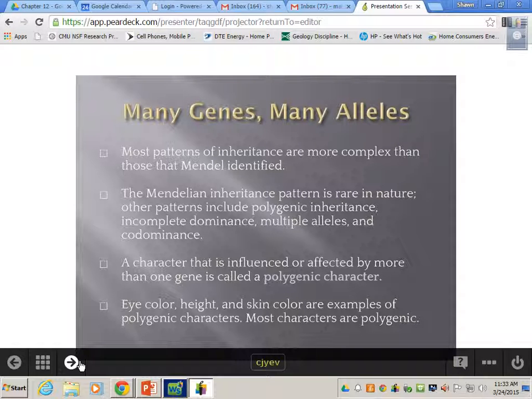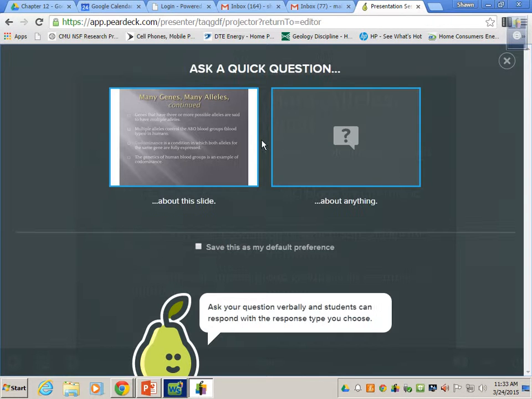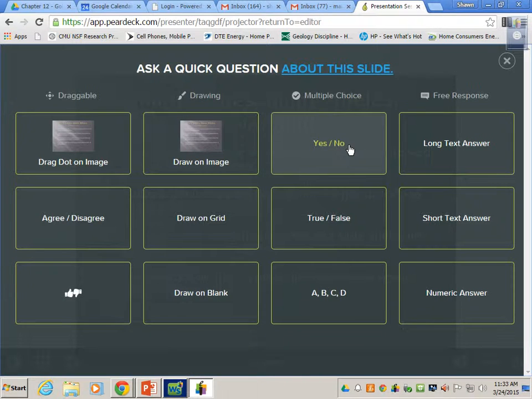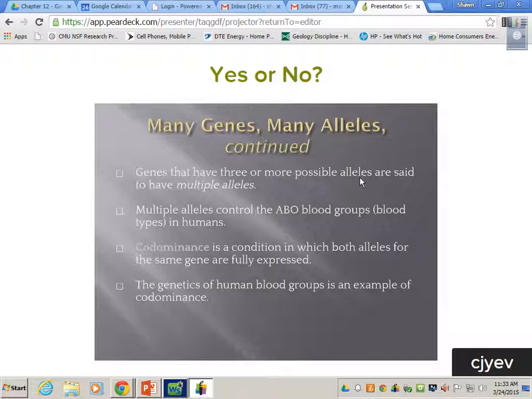Now, genes that have 3 or more possible alleles are said to have multiple alleles. Blood type is the example we're going to use today to talk about this. So multiple alleles control the A, B, and O blood groups. Can I ask you this question? Say yes or no. Can a human have A, B, and O alleles? Can a human have all 3, A, B, and O alleles? Yes or no? So there's 3 alleles for blood type, A, B, and O. Can somebody have all 3?